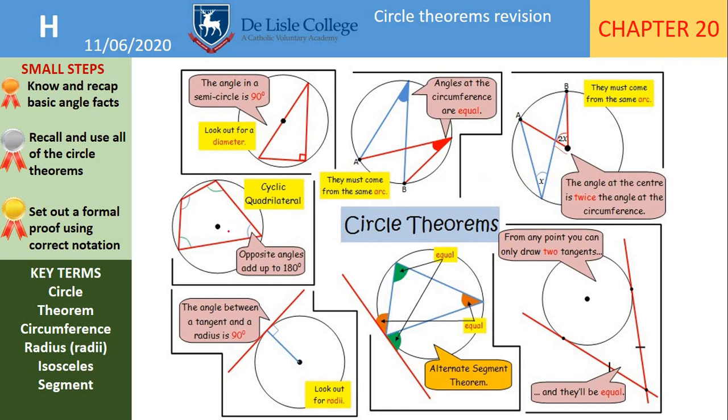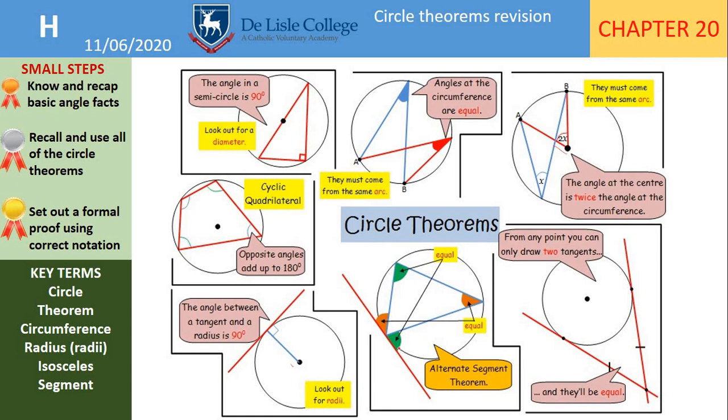Cyclic quadrilateral, remember the opposite angles of a cyclic quadrilateral, they add up to 180 degrees. This one, the angle between a radius and a tangent is always 90 degrees. I'm just going to jump over to this one here. Any tangents coming out to meet at a point of contact outside of the circle, then these tangents, these lengths here are equal. And the last one that we did was called the alternate segment theorem.